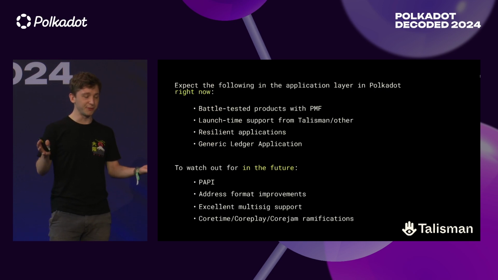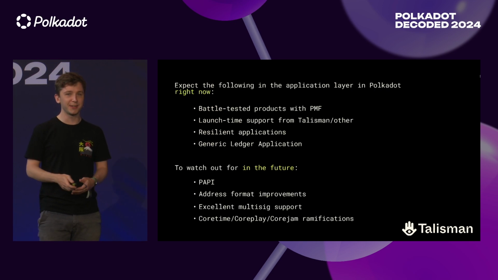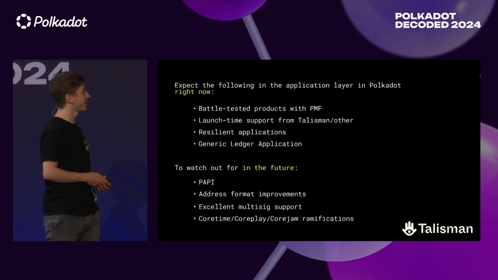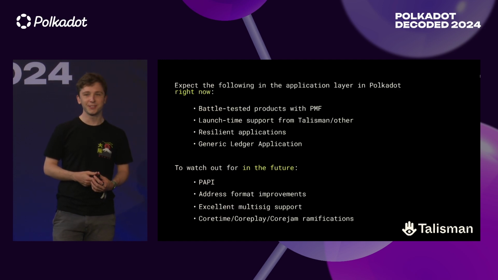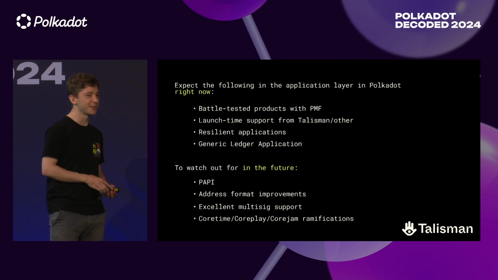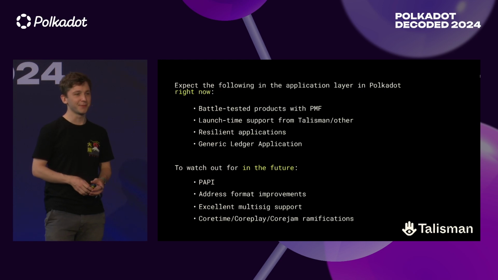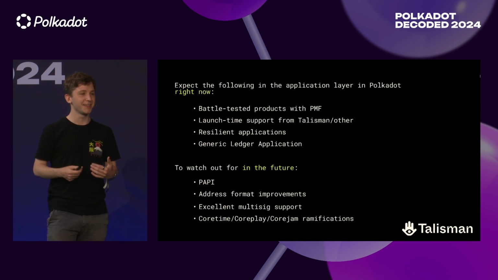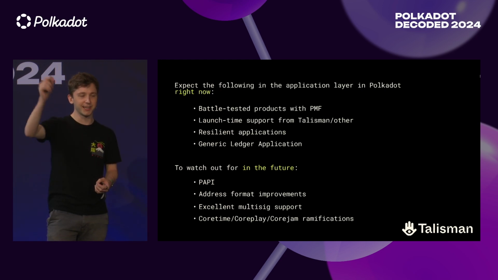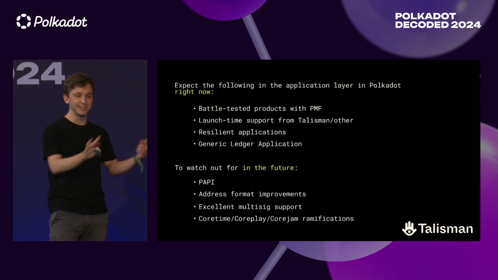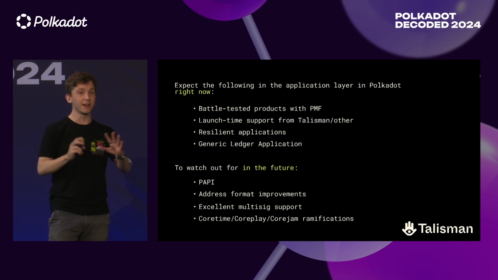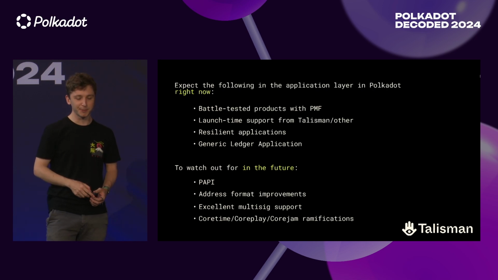And to watch out for in the future, there's a few things that your application developers can look forward to or keep an eye on. Firstly is PAPI. This is the new TypeScript API that we can all use to interact with Substrate chains. I can see a couple of the team members in the audience, and this is really exciting because maybe the wallet can be in charge of propagating the transaction to the network instead of having that situation we had before. And it's a lot easier from a developer experience perspective as well. And it's a lot more performant.